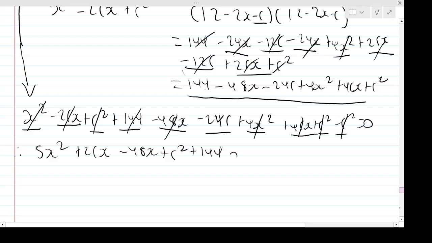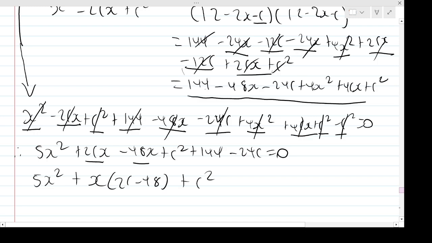Oh god. Minus 24r equal to 0. And there we are. So then lastly, if we group all the x parts together to make it a quadratic, we're going to get 5x squared, then the x parts, so we're going to get x of 2r here, and minus 48 there. Then lastly, we group the numbers at the end together, we're going to get r squared, and then I'm going to do minus 24r plus 144 equal to 0.